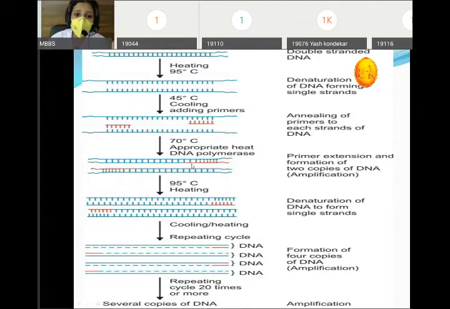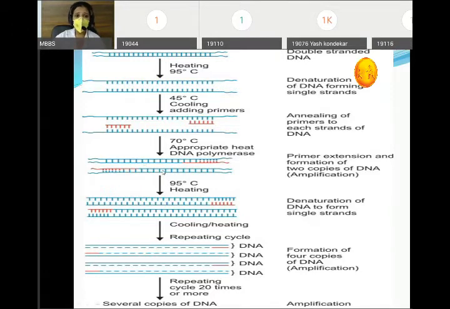Now, with the help of DNA polymerase, this primer will extend to the opposite side. Here, this primer has extended to this side, and this primer has extended to this side. So this is primer extension and formation of two copies of DNA. Up to here, one cycle of the PCR is completed. So at the start of this cycle, you had only one double-stranded DNA, but at the end of the cycle, you got two double-stranded DNA. These DNAs are the copies of the primary DNA, whatever we have chosen for PCR.